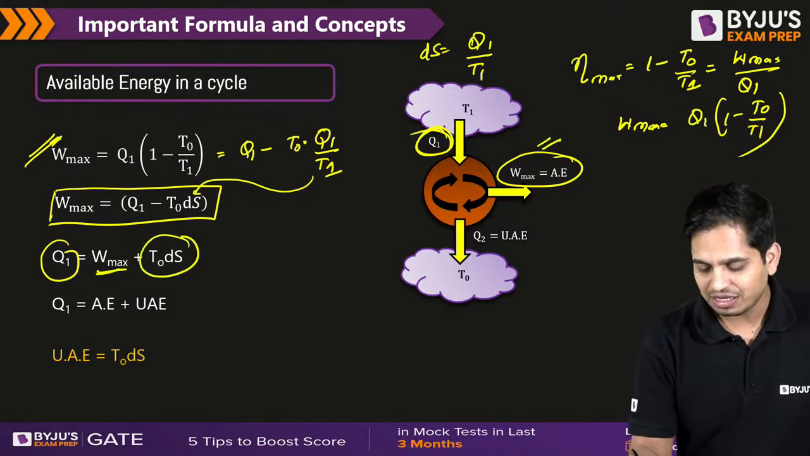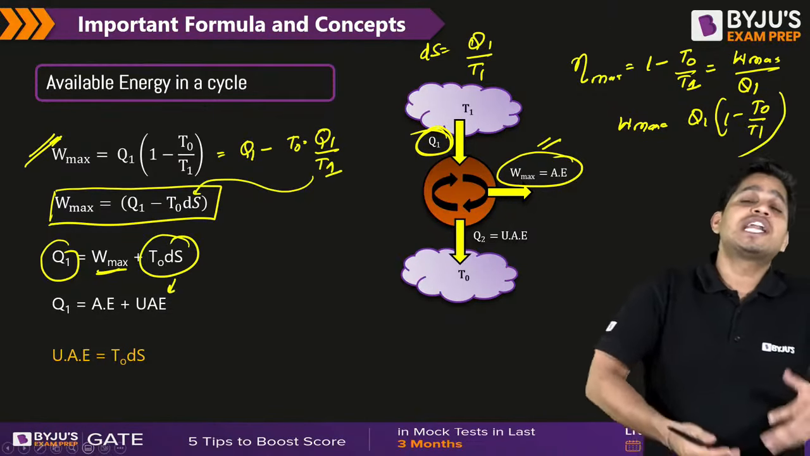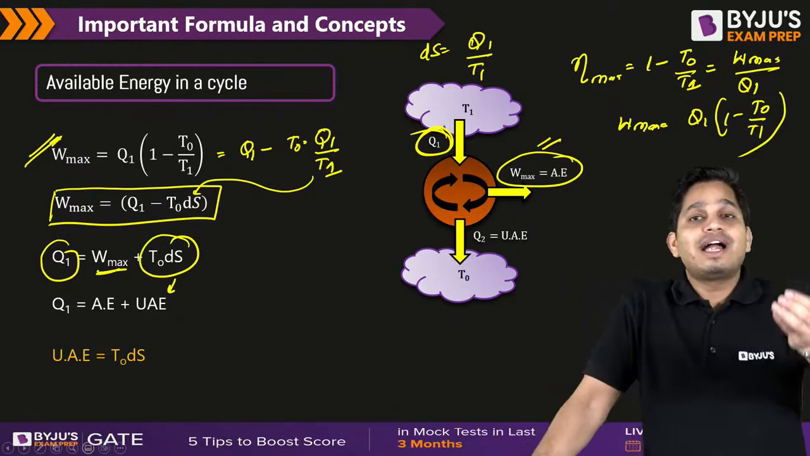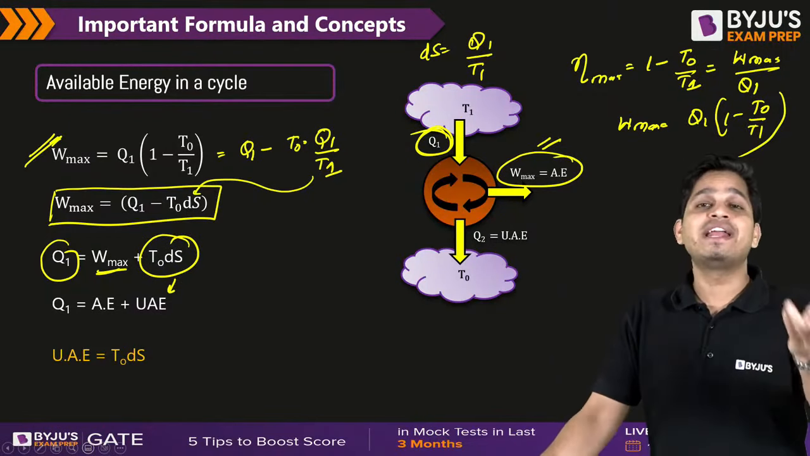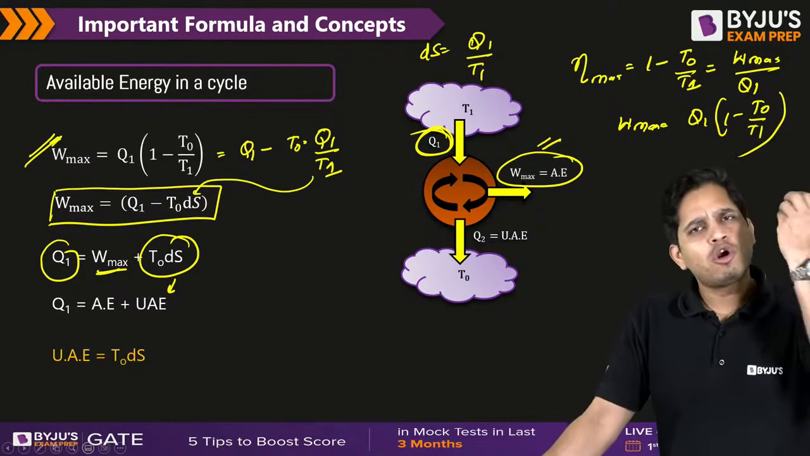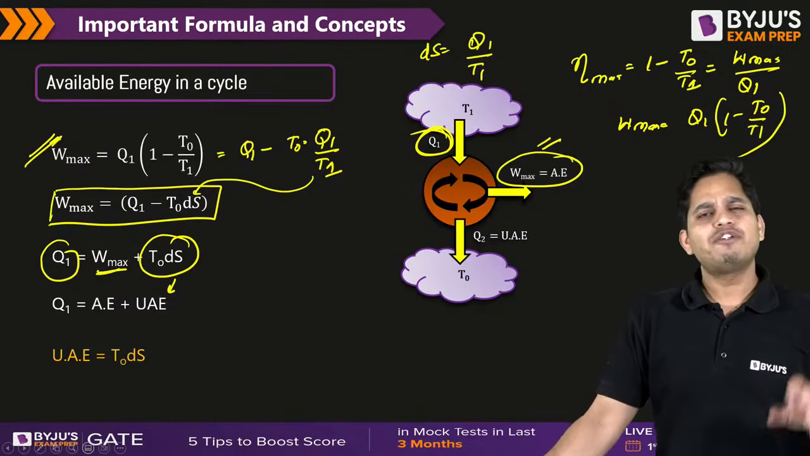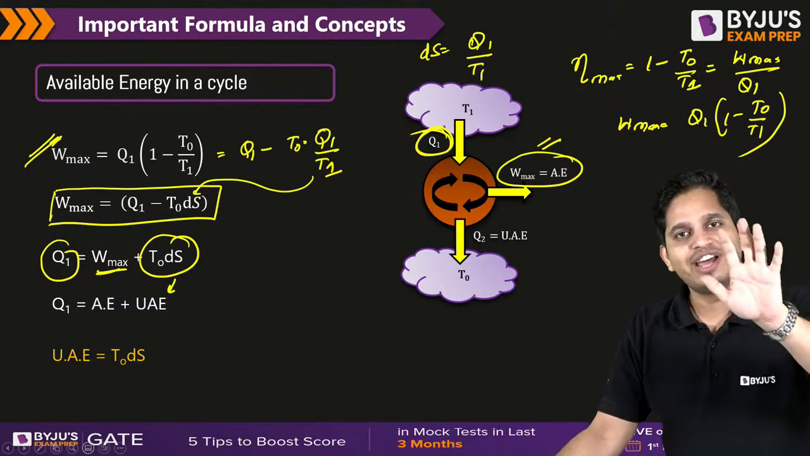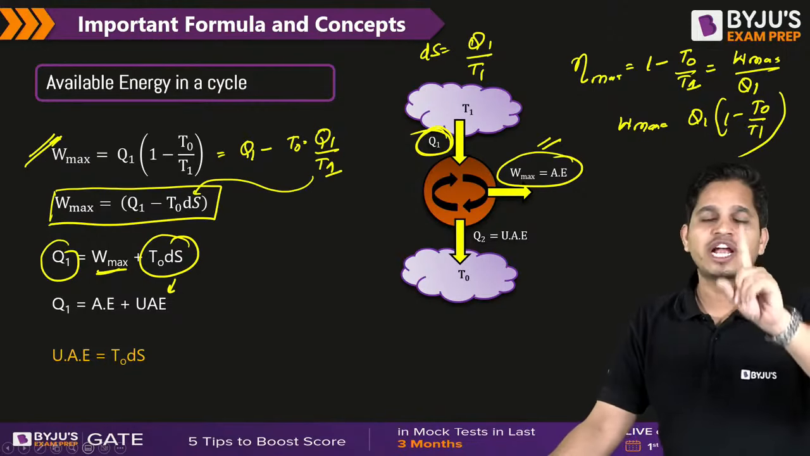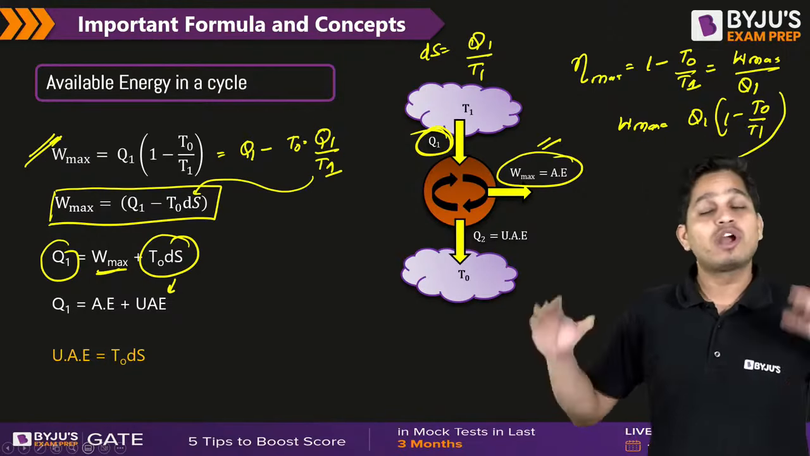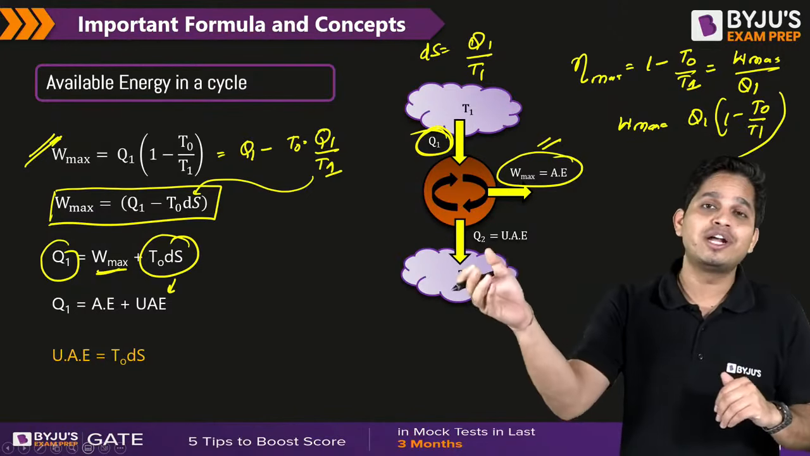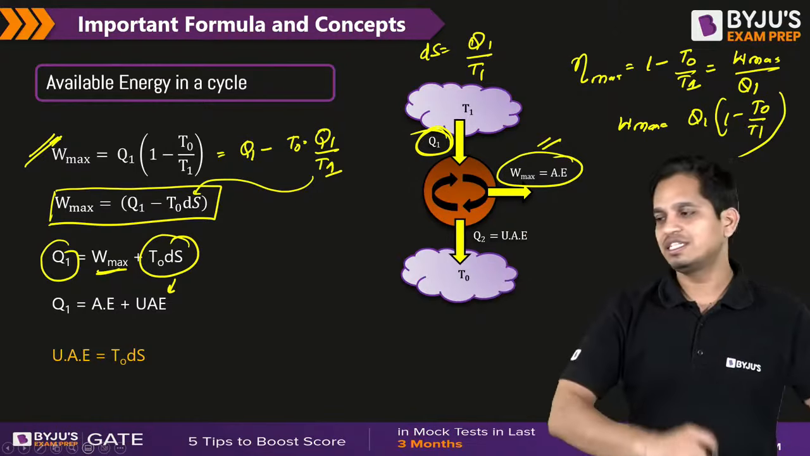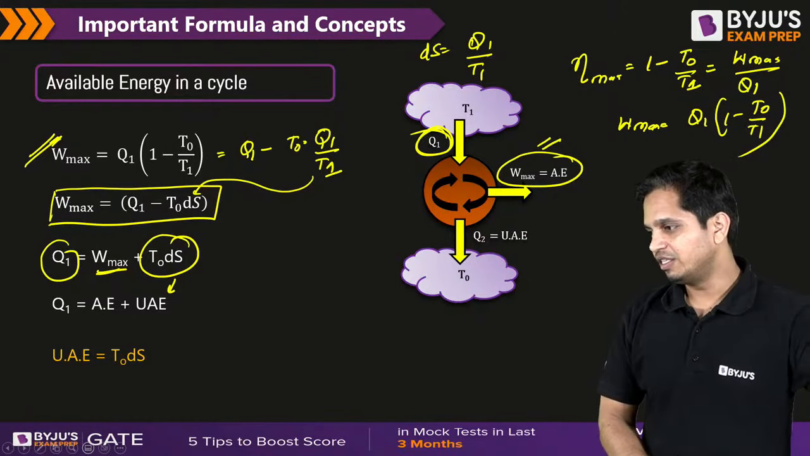So what is this? Unavailable energy. What is unavailable energy? The part of the low grade energy that cannot be converted into mechanical work. You cannot do anything about this. There will always be some unavailable energy according to the second law of thermodynamics. You cannot do anything. So the part of energy that you cannot convert into work is called as unavailable energy.